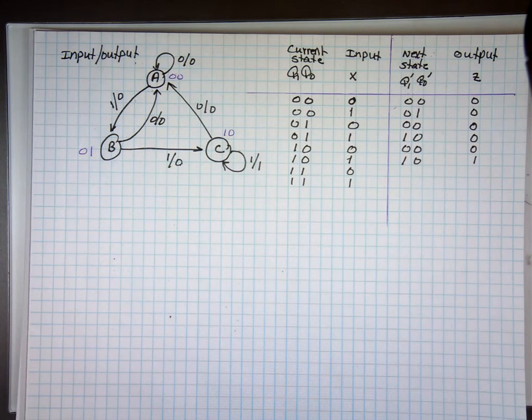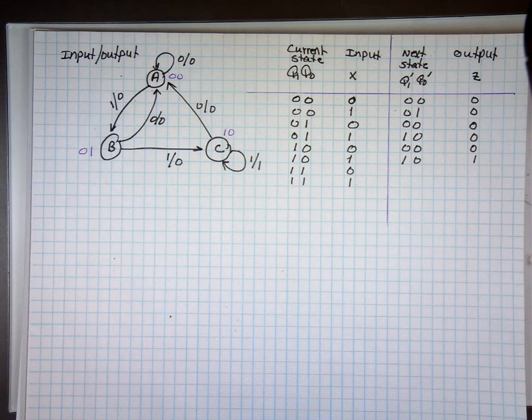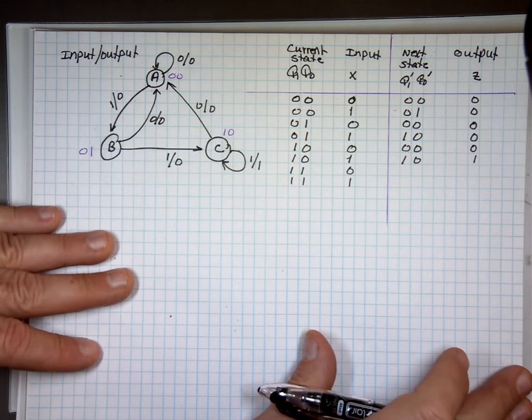So that's how we go from state diagram to state table. And I can go the reverse. I can go from this to this, actually. Like I could give you the reverse of that. I'll make one up.